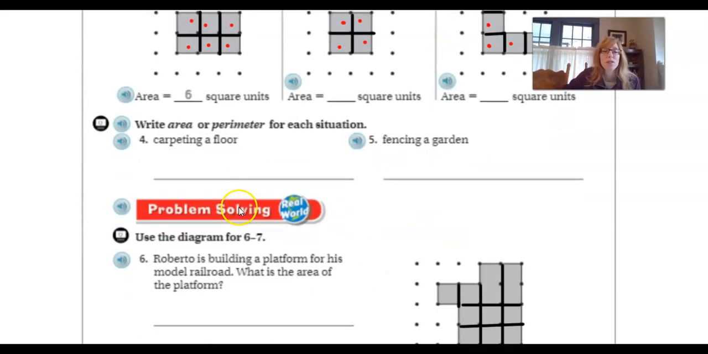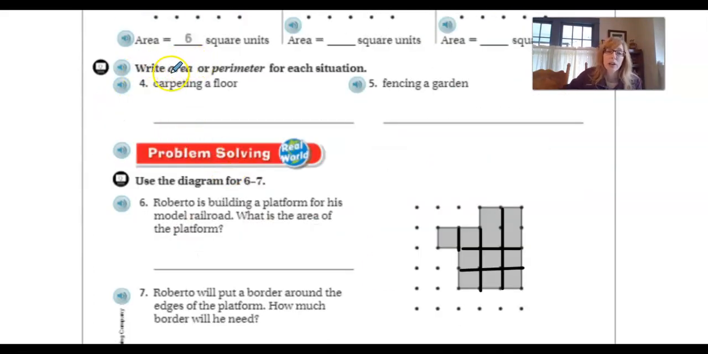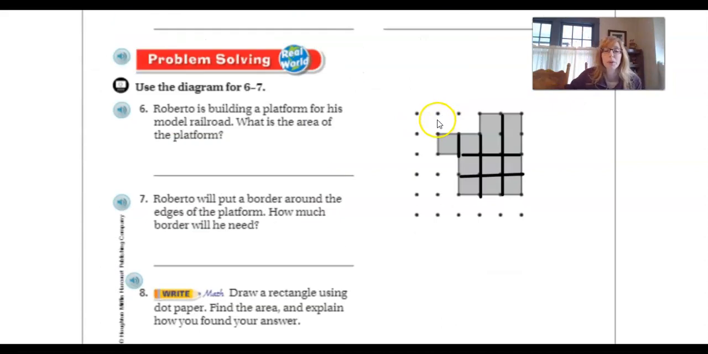All right, so now are you going to use area or are you going to use perimeter for each of these questions? For carpeting a floor, so putting carpet over top of a long area of flooring, what are you going to use? Are you going to use area or are you going to use perimeter? You are correct, you are going to use area. For putting a fence around, the distance around something, you are correct, you would use perimeter.